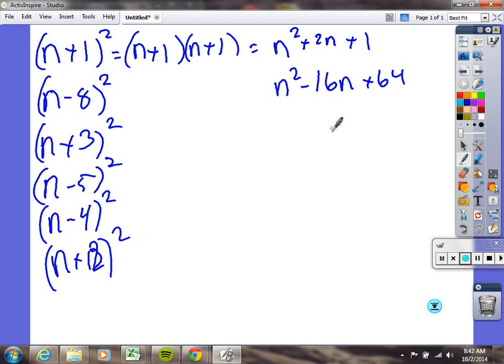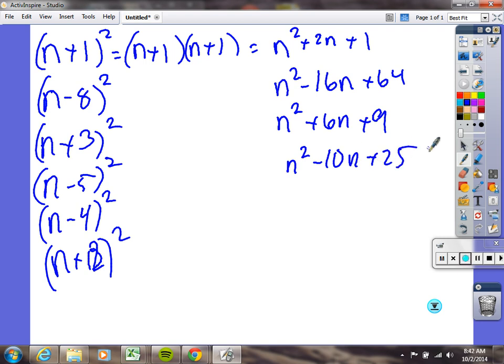Third row. N squared. You didn't do it, did you, you slacker? I tried. FOIL, distributing. What'd you get? Plus 6N. Awesome. Excellent. Okay, how about this one? What'd you guys get? N squared minus 10N plus 25.